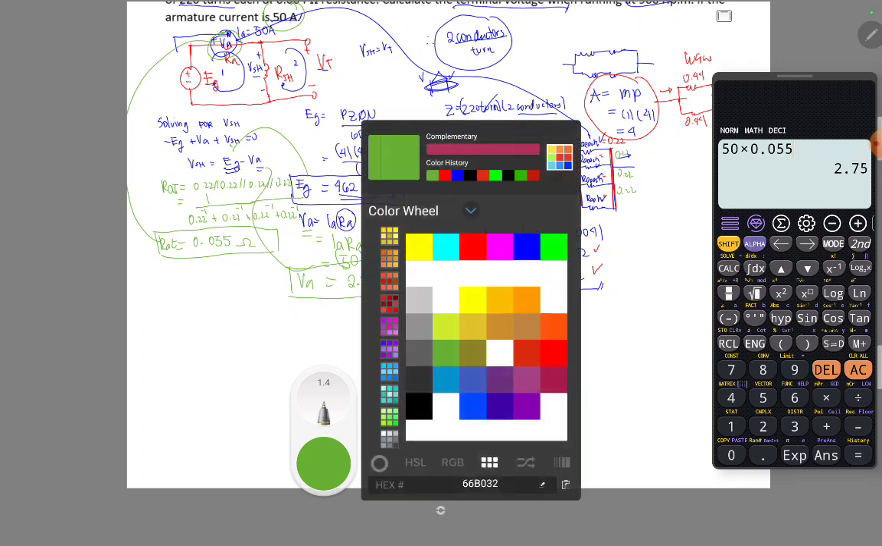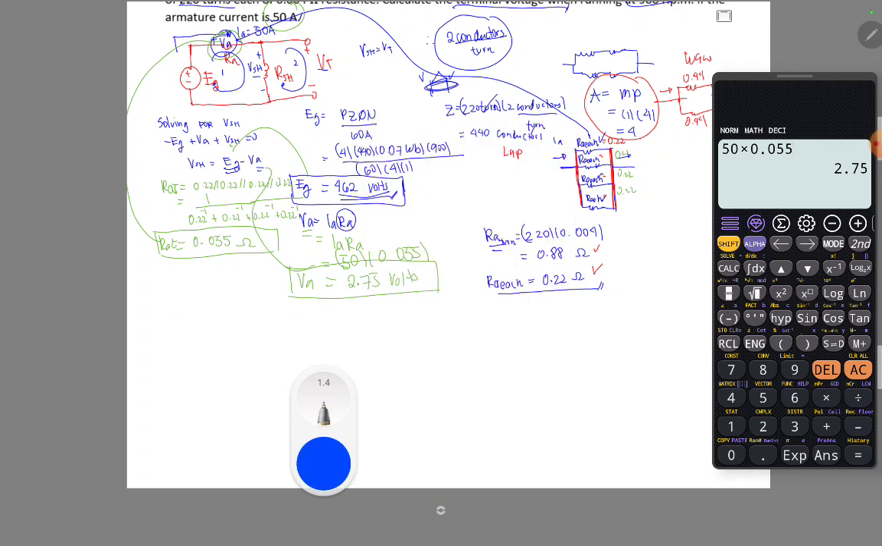Now upon solving for this, the next thing to do is to substitute all the values. So our VSH will be equal to 462 minus 2.75 volts. So we'll have 462 minus 2.75, which gives a value equal to 459.25 volts. So that would be your VSH.